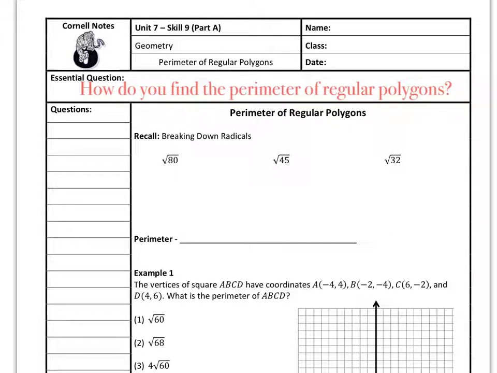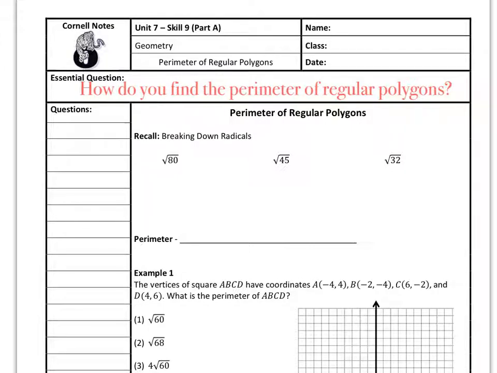So we're coming to the end of this coordinate geometry unit. Yes, it's been kind of a hodgepodge of a lot of different topics, but it ends with something that I think sums up a lot of it and I really like. So our essential question for today is, how do you find the perimeter of regular polygons?